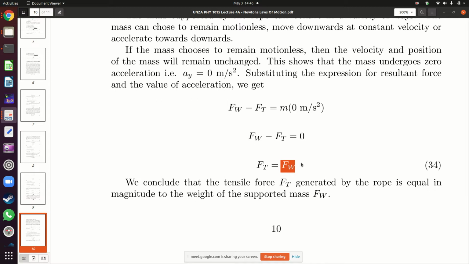The weight of the object you hang on that particular rope, if that object doesn't move, will cause the rope to generate a force which is equal but opposite to the weight. So the tensile force is always equal to the weight of the object. Are we clear? Again, this is an application of Newton's third law of motion.